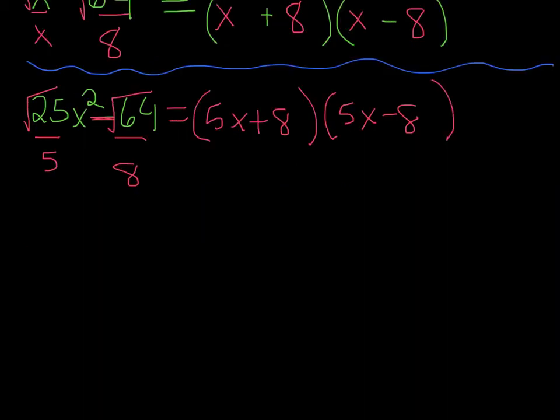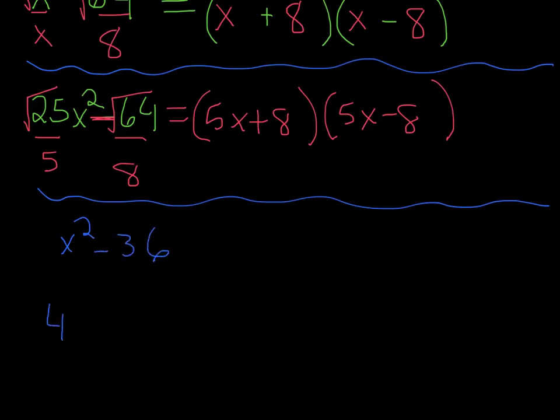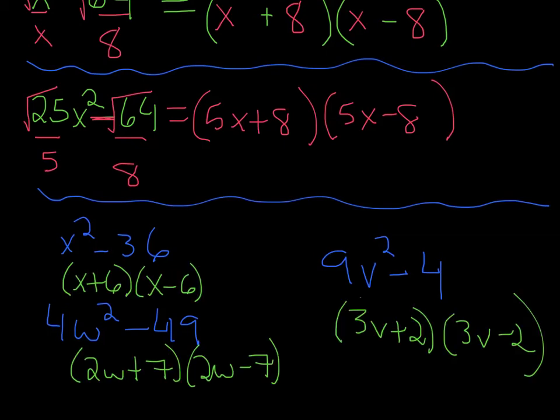Alright, so I'm going to give you 3 more questions, and I want you to try them on your own. So x squared minus 36, 4w squared minus 49, and 9v squared minus 4. So see if you can do these on your own. So hopefully you got x plus 6 times x minus 6, 2w plus 7 times 2w minus 7, and 3v plus 2 times 3v minus 2.